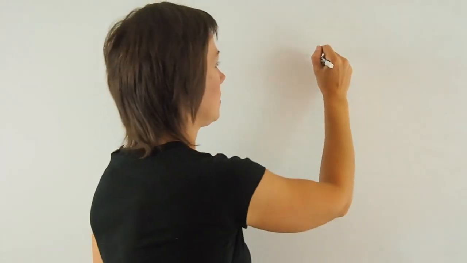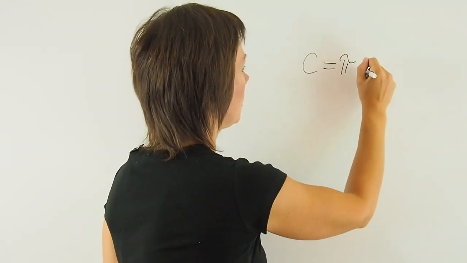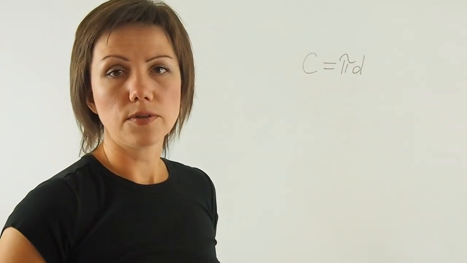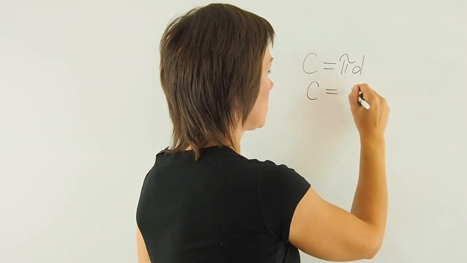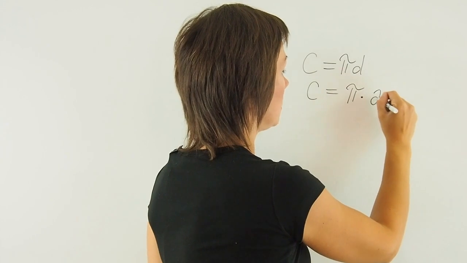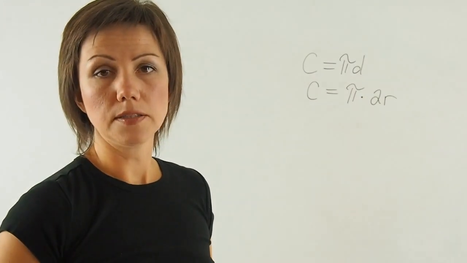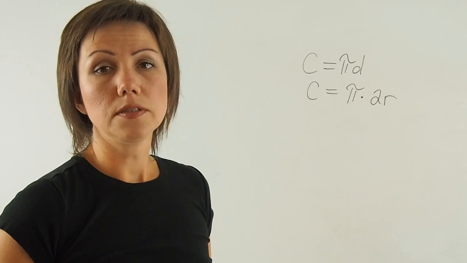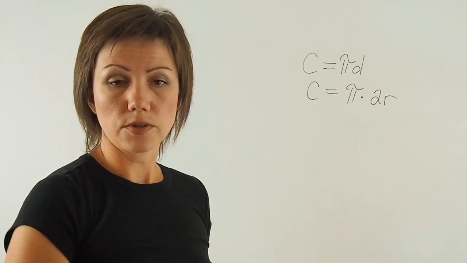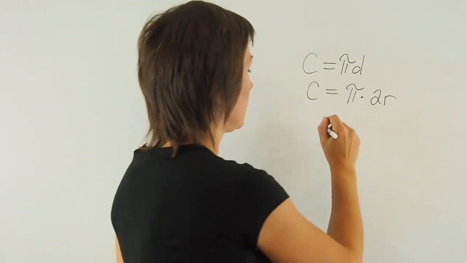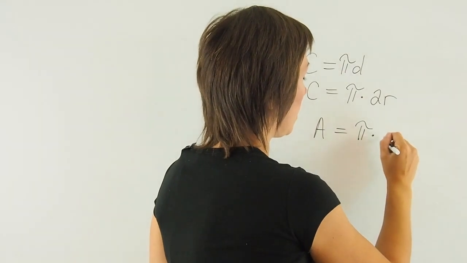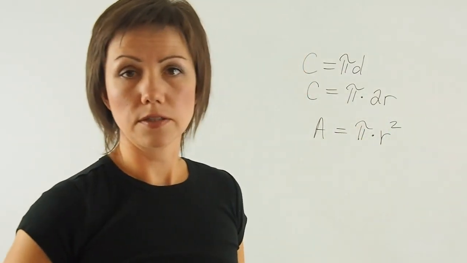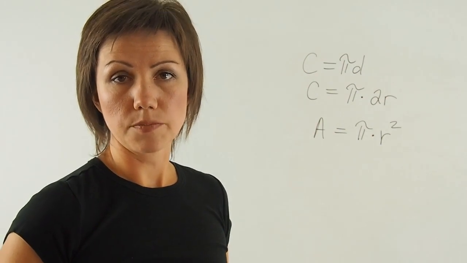In order to find the circumference of a circle, we use the following formula. C equals pi d. And since I know that diameter is double the radius, I can say that C also equals pi times double the radius, pi times 2r. In order to find the area of a circle, so the inside of the circle, I need to multiply the number pi by the radius squared. So radius times itself and times pi.